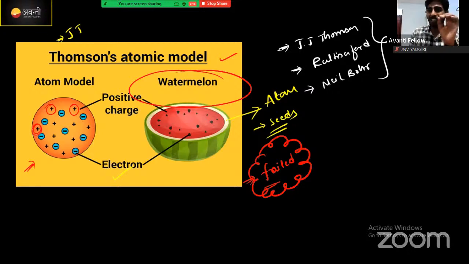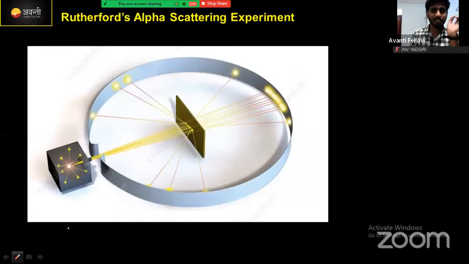Now the drawbacks of J.J. Thomson's model were overcome by Rutherford. Actually, he explained the structure of an atom through an experiment. The experiment is called the Rutherford alpha scattering experiment. What are the things in the experimental arrangement of this experiment?